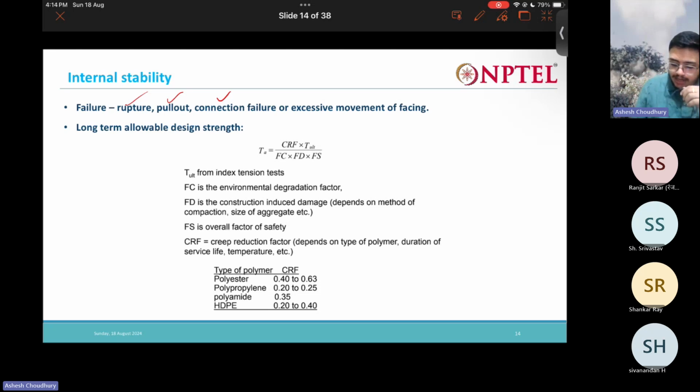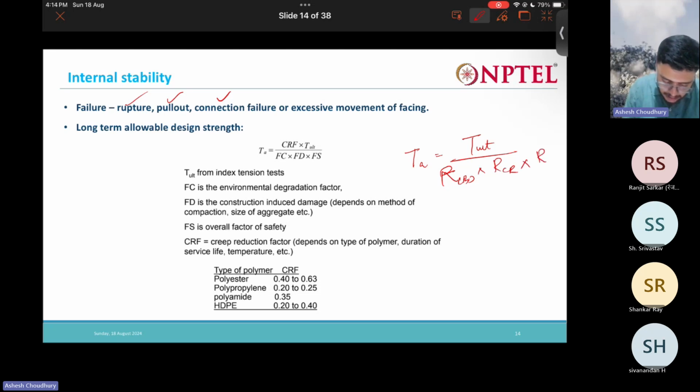As I have told you about CORNER, CORNER actually defines that the allowable design strength is the ultimate design strength divided by the reduction factor for chemical biological damage times the reduction factor for creep times the reduction factor for construction damage. So this was given by CORNER. So various things we can consider. Some other more factors are given here. You can see some of the important preparation factors.